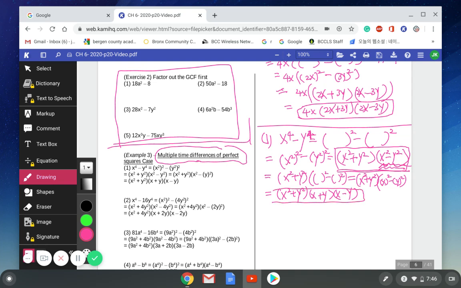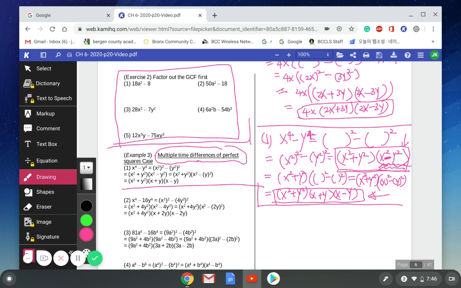So you don't stop here. You do one more time. That's what they are saying, multiple time difference of the perfect square. Okay? So whenever you see difference between two perfect squares, you have to keep continuing until there is no more.